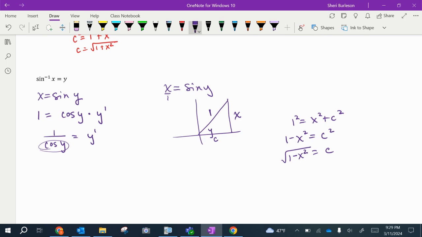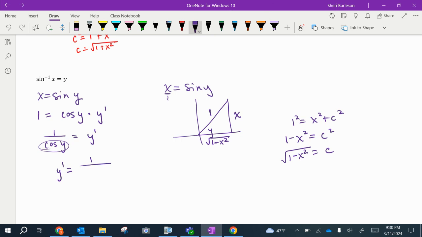So the sign will work out, because with the derivative I'll end up with the negative in there. So this side here is the square root of 1 minus x squared. So now what is the cosine of angle y?